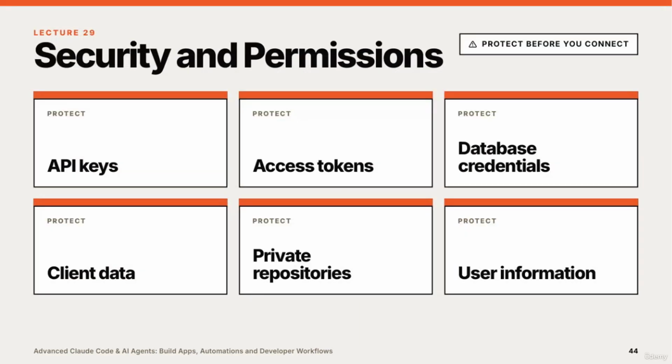In this lecture, we're focusing on security and permissions, with a strong emphasis on the principle of protect before you connect. This means that before you establish any connections or integrations, you need to ensure that sensitive information is tightly secured. Key elements of protect include API keys, which are like digital passwords that give access to your services. Access tokens serve a similar role, granting temporary permissions that must also be safeguarded. Database credentials are crucial because they control access to your stored data, and if compromised, can lead to major breaches.